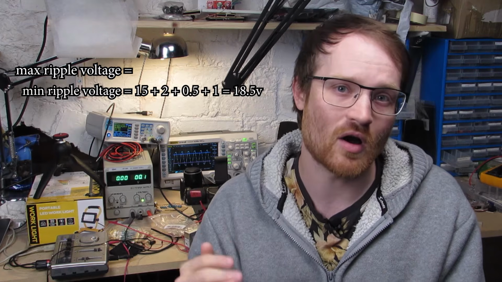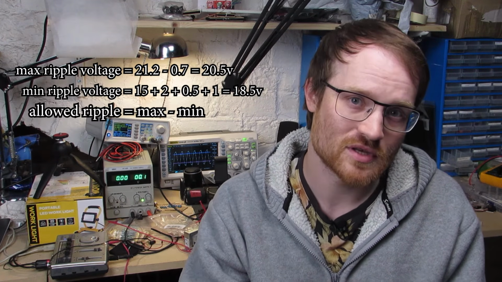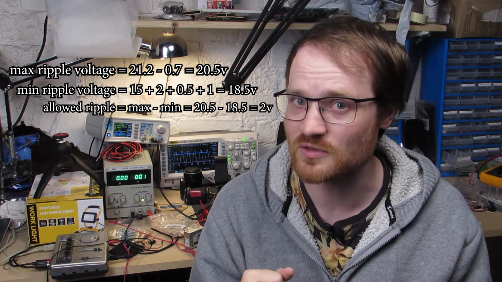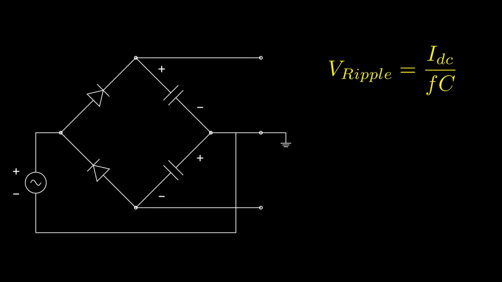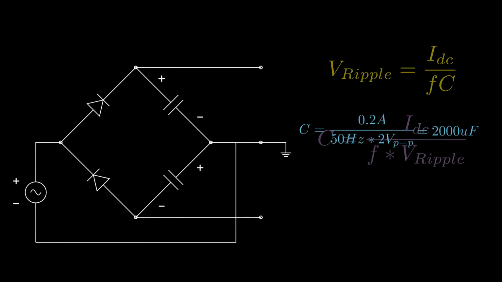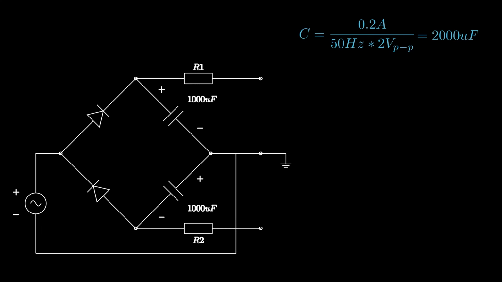So we've got 15 volt RMS, which is 21.2 volts peak. We lose 0.7 volts to our diode, which gives us an allowable ripple voltage of 2 volts. As we said earlier, we'll design for the worst case load current of 200 milliamps per rail. So all I need to do is rearrange this equation one last time to give us the minimum capacitance we need per rail. I've gone for 1000 and then doubled it up in the filter stage for a total of 2000 microfarads per rail.